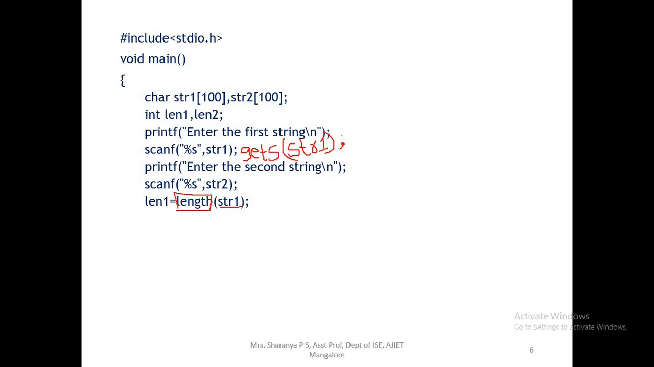Length is a function. This is what we are calling the function from the main. Length, this function is defined by passing the argument, that is str1. What is this? str1 will contain whichever string is entered by the user. And what this function returns is the length. We'll see the function definition later.